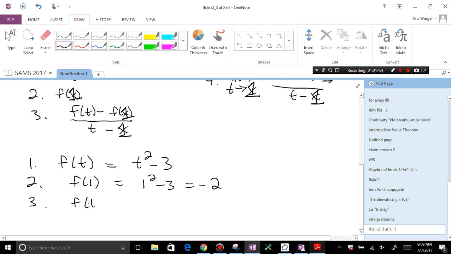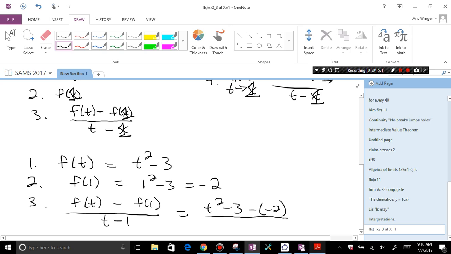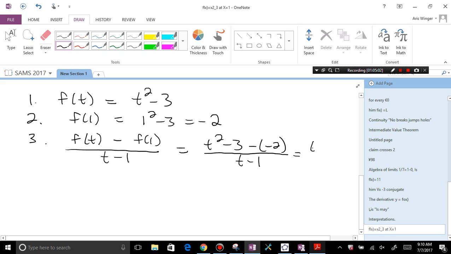f of t minus f of 1 all over t minus 1 is equal to t squared minus 3 minus negative 2 all over t minus 1, which is equal to t squared minus 1 all over t minus 1. And oh my goodness, we need the limit as t tends to 1 of t squared minus 1 over t minus 1. And I hope that looks familiar.